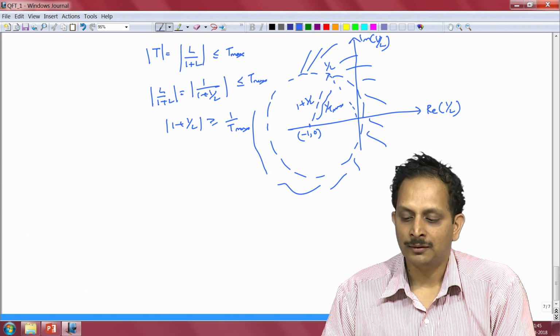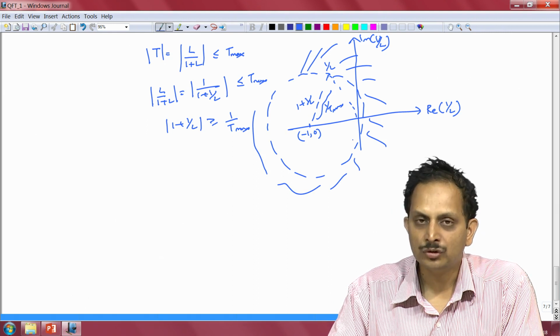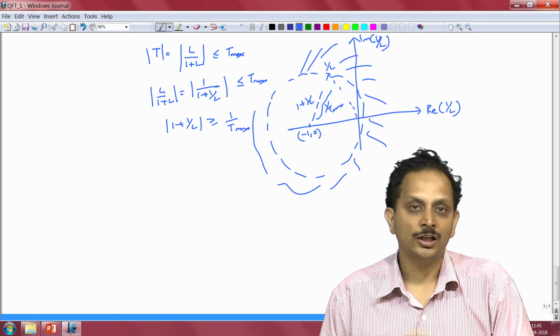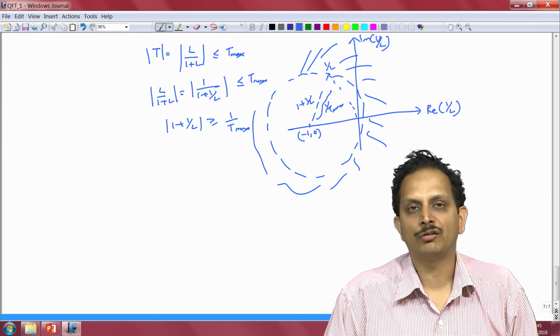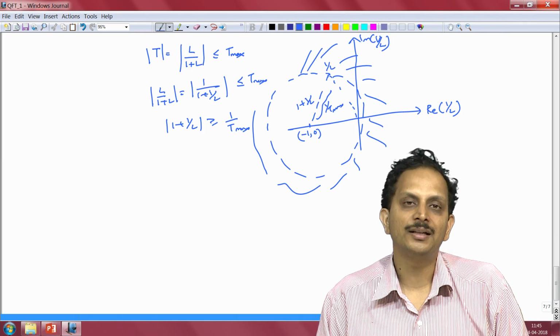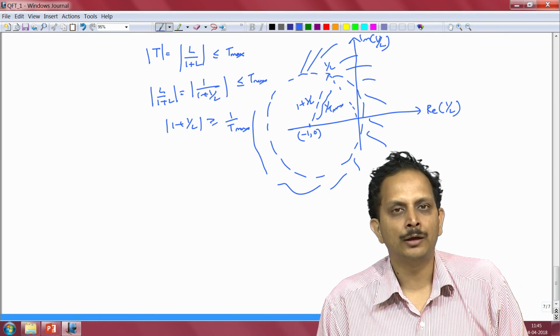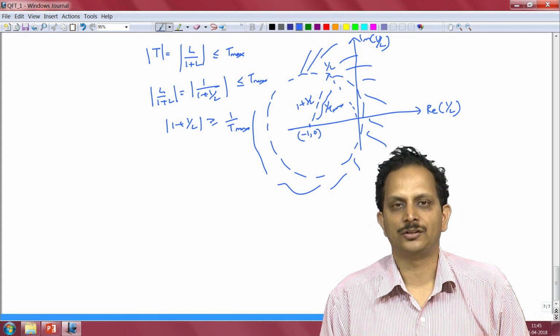Now the permissible values of 1 by L, that are the values that are outside or on the periphery of this circle here, correspond to a certain permissible set of values of the loop gain, and those permissible values can be depicted in the Nyquist plot just as we depicted the permissible values of the loop gain for it to either reject disturbances or track references.